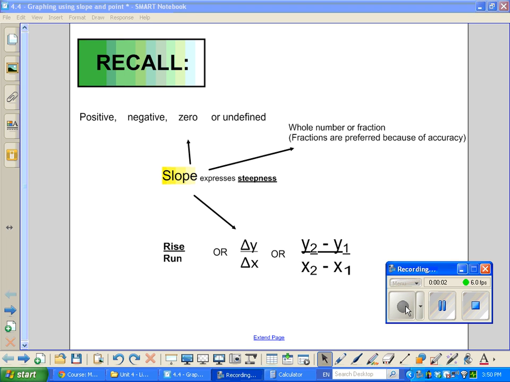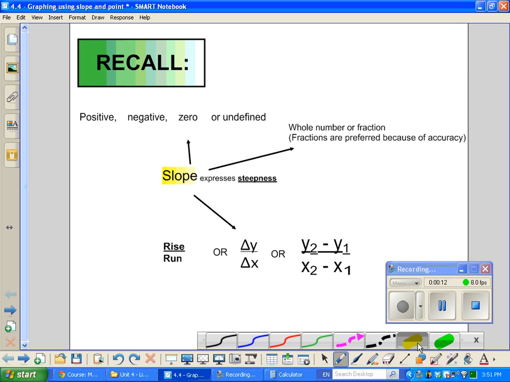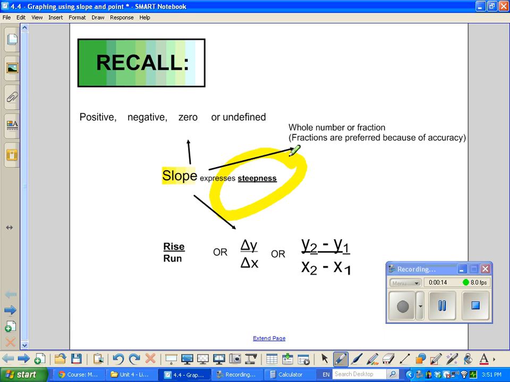Alrighty, good evening, folks. So we're going to quickly recall some of the concepts that we talked about last time. You could watch the previous video, or you could watch this video. We're going to continue talking about slope. Remember that slope is the expression of the steepness of a line. And remember a few things about it, right?